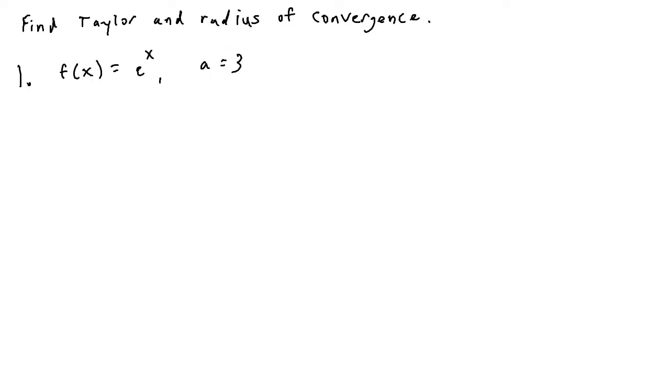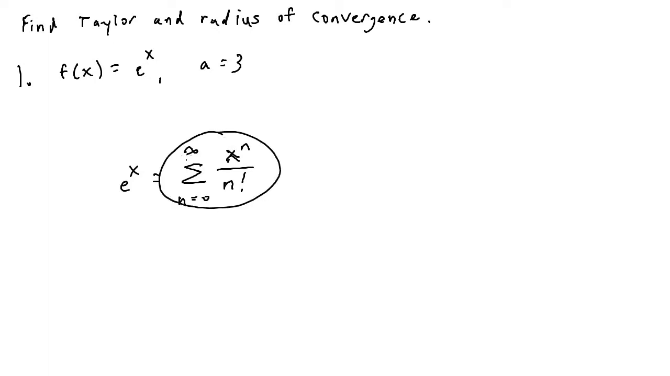So for number 1, we have f of x equals e to the x, and our given center value is 3, and we have to find the Taylor series and the radius of convergence. And so since this asks us to find the Taylor series, not the Maclaurin series, we can't use a shortcut, because we know the shortcut of e to the x in the Maclaurin series is a series from n equals 0 to infinity of x to the n over n factorial. So if it asks us to find the Maclaurin series, we would be able to use this shortcut, but it asks us instead to find Taylor, so we can't use that. Instead, we have to use the standard formula.